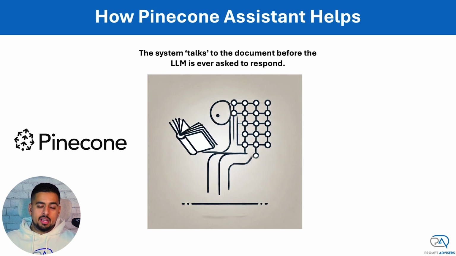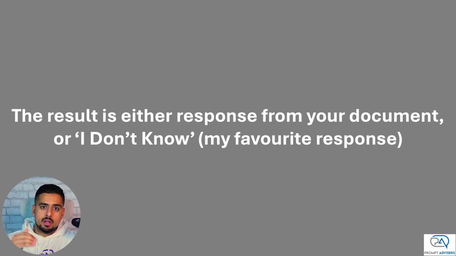And if it does answer, it'll reference exactly where in that document it's getting that response from, so you can double check that it got the response you're looking for. Ultimately, the result is either a response directly from your document, or it just says, I don't know, which is one of my favorite things from LLMs. If they say I don't know, I can trust them more. Now, I've done more than enough talking, so let's actually jump in and try Pinecone Assistant so you can better understand what I'm referring to.